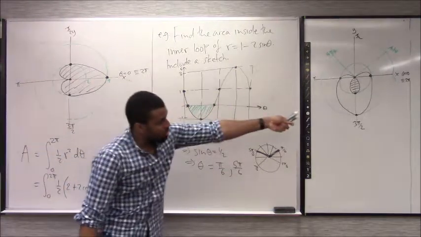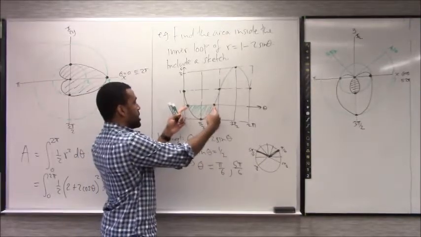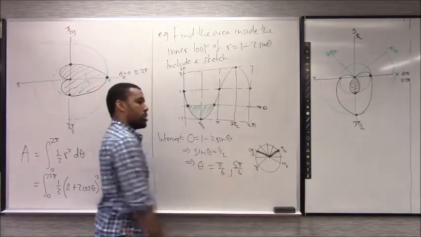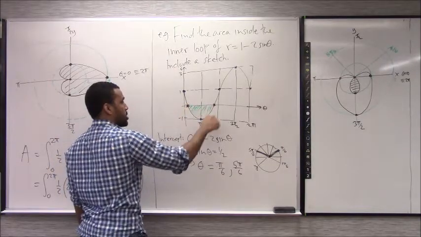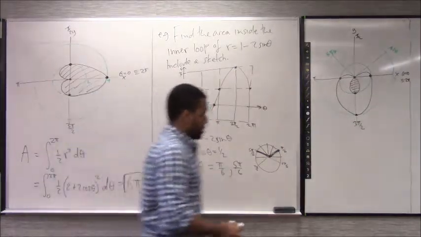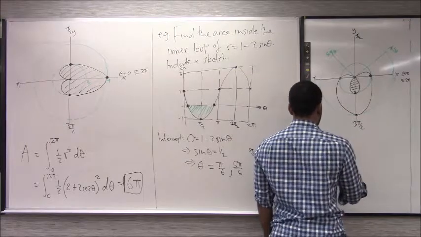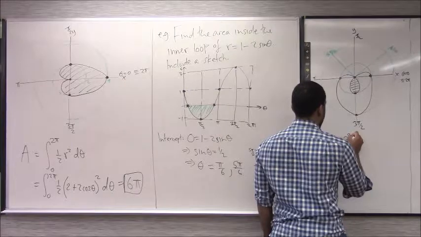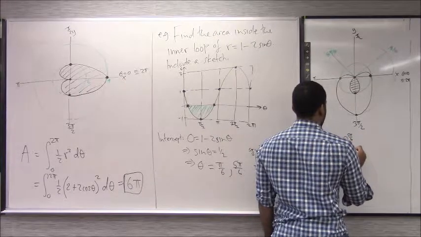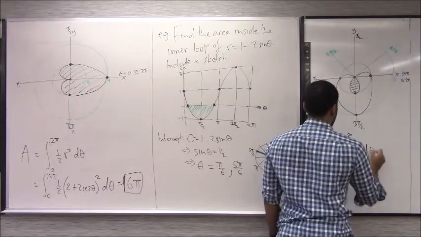So even if I didn't draw that graph, I could know from this that I'm really taking the integral between this and that. Between pi over 6 and 5 pi over 6 is where I created my inner loop. So the area is going to be the integral from pi over 6 to 5 pi over 6 of r squared d theta.